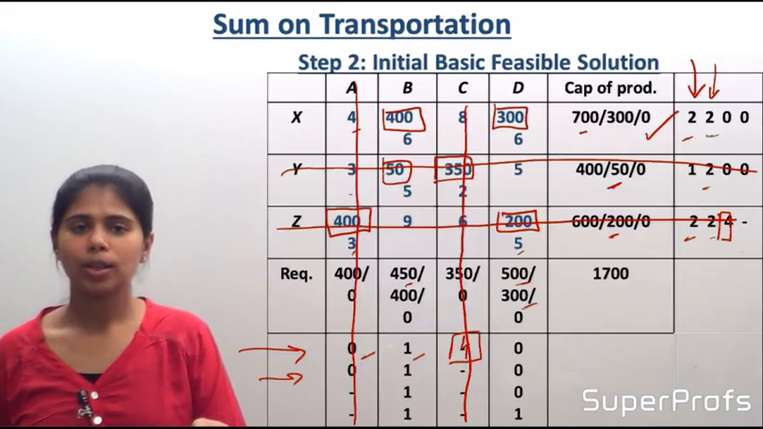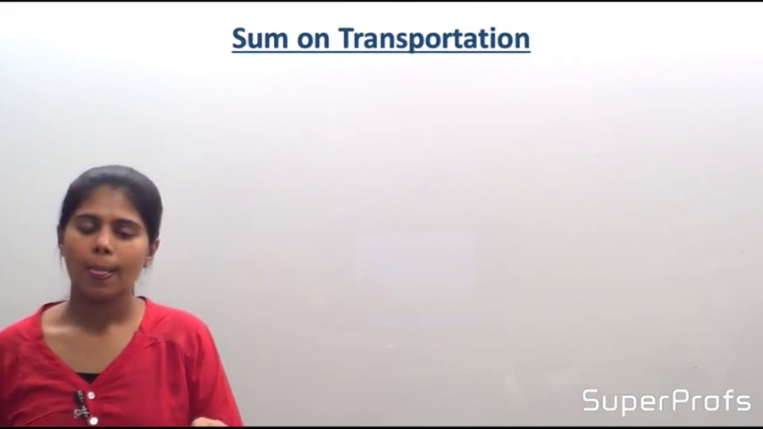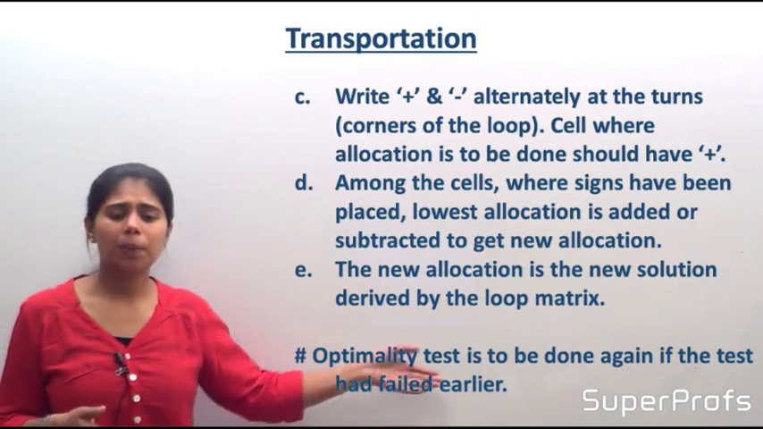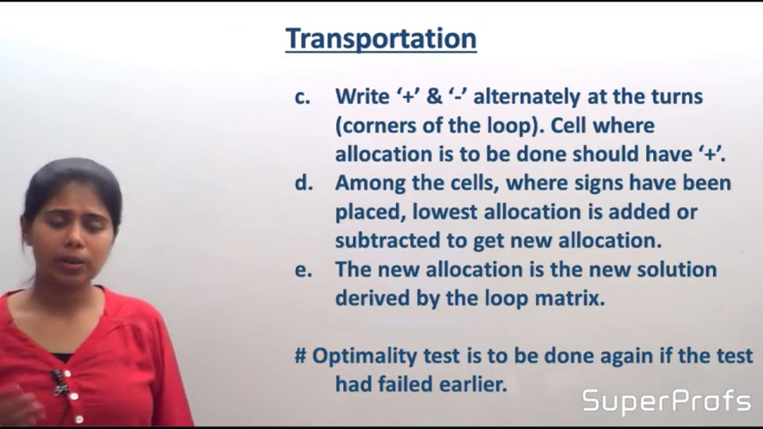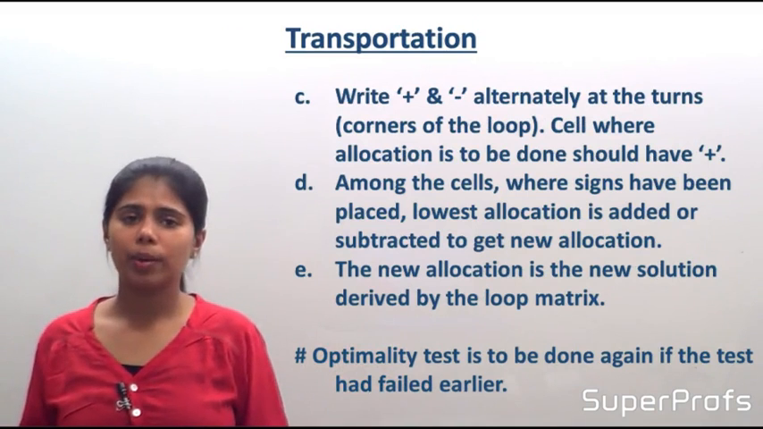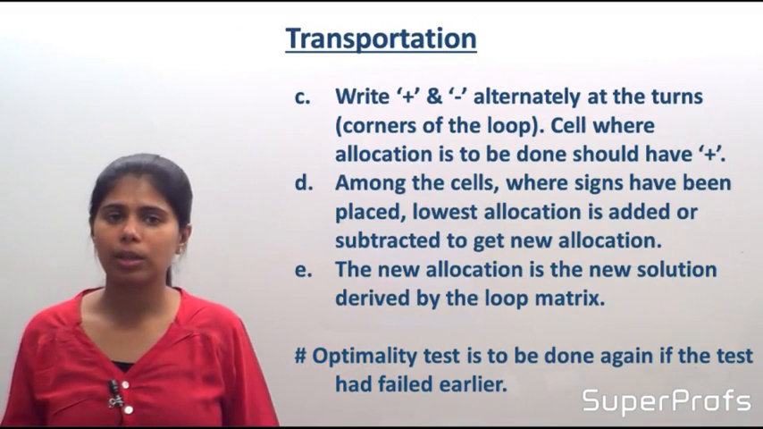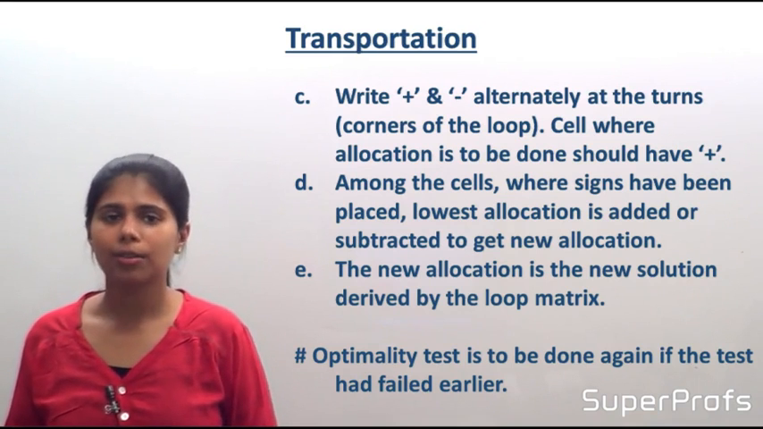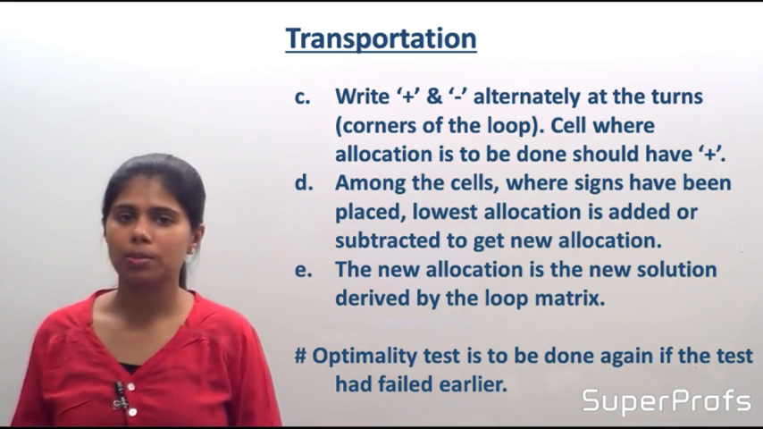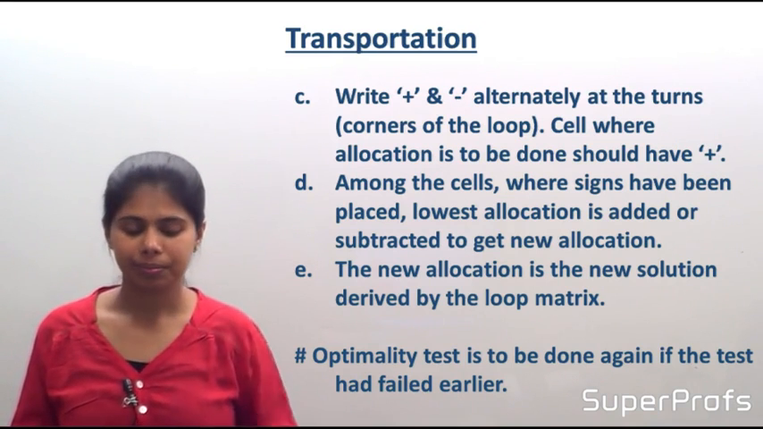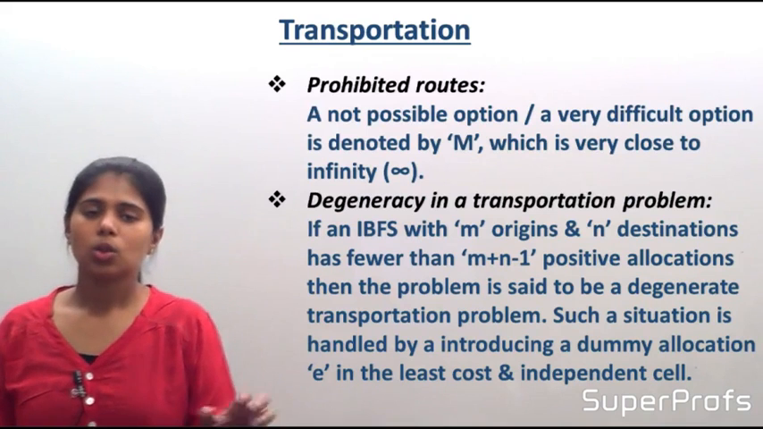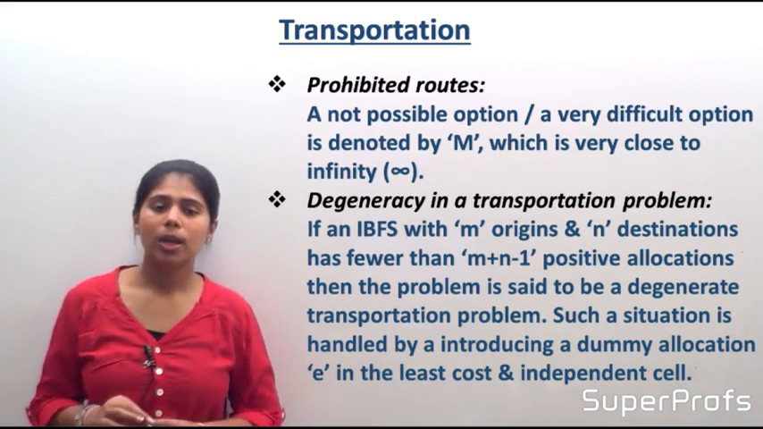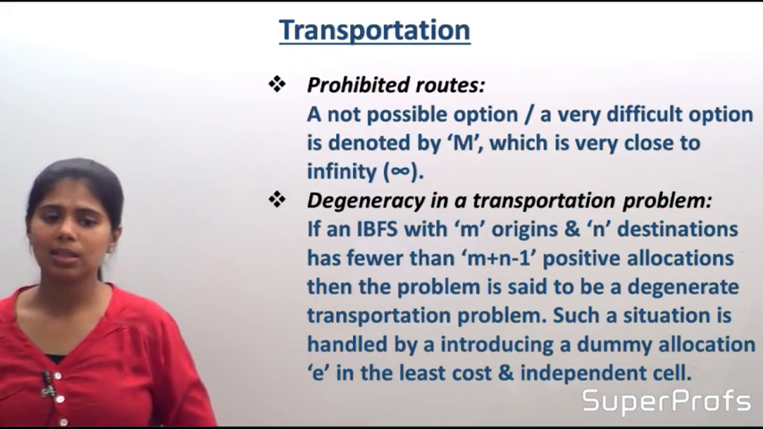Let's just go back to the concepts. So we had done the optimality test. It had passed earlier, so we were not required to do it again because we were only finding the alternate solution. However, if the test had failed, then after the loop matrix we would have to do the optimality test again. So there are 2 other concepts which we should know in transportation. One is prohibited routes and the second is degeneracy.